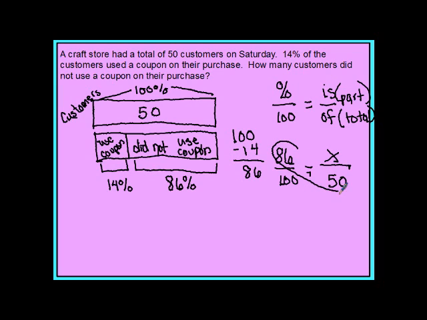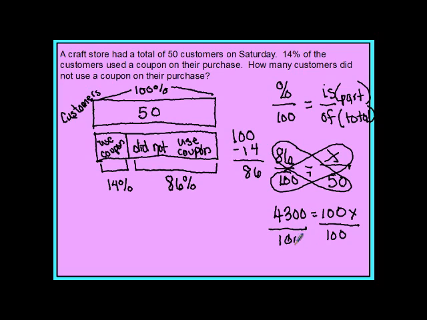To solve my proportion, I will cross multiply. 86 times 50 is 4,300, and 100 times x is 100x, and I need to isolate the variable, which means getting x by itself using inverse operations. So I divide by 100. 4,300 divided by 100 is 43, which equals x. That tells me that 43 customers did not use a coupon.